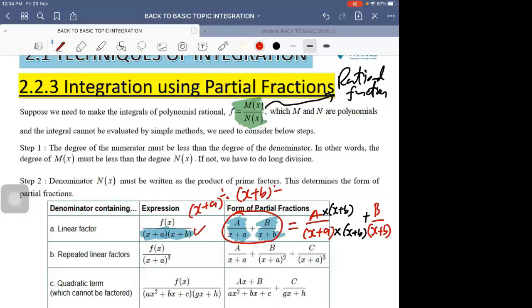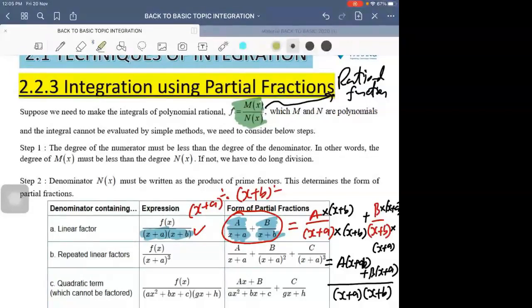How do we solve the fraction? We must equalize the denominators. Okay, the denominator must be the same. So, equivalent: this one we multiply with x plus a, and above here you also multiply with x plus a, so that you get ax plus b plus bx plus a, and the denominator is x plus a multiplied with x plus b. Okay, so it will tally here.